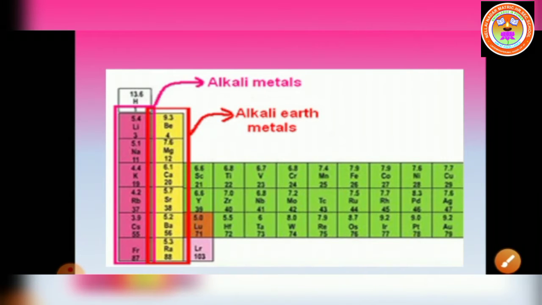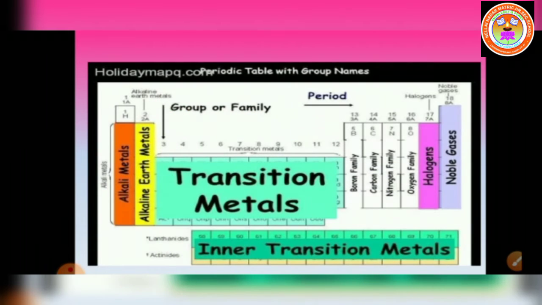First group elements are called alkali metals. Second group elements are called alkaline earth metals. Group 3 to 12 elements are called transition metals. Group 13, boron family. Group 14, carbon family. Group 15, nitrogen family, and group 16, oxygen family or chalcogen family. Group 17, halogens. Group 18, noble gases.